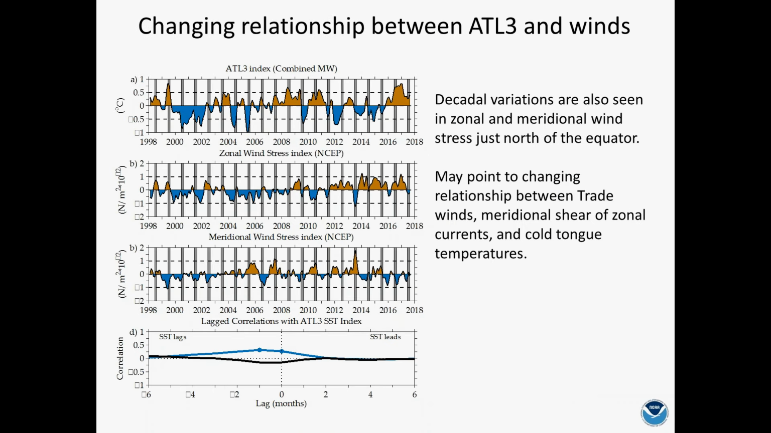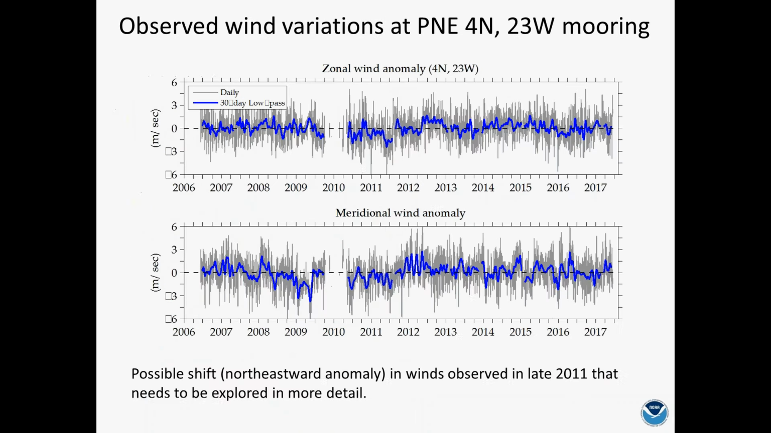Okay, but that is based on a model product. So you might say, how much confidence do I have that there's this decadal shift in the winds based on a modeling product that assimilates observations? We have at the 4 North 23 West a MET package, so we have the winds and we can look at them. And what you see is that in late 2011, early 2012, there's an eastward shift in the zonal wind anomaly and a northward shift in the meridional wind anomaly. So we only have here a 10+ year record, but there is an observed shift in the winds that corresponds to some of the shifts that I was seeing in the NSEP product.